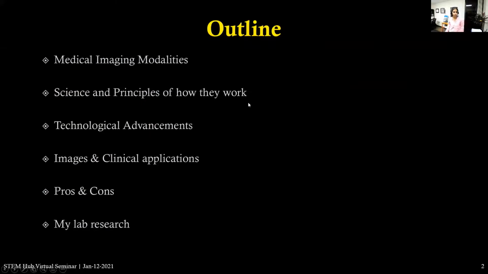So today I'm going to cover different medical imaging modalities, how they work, what the science and principles behind how they work are, and what the technological advancements are for each of these imaging techniques. I'll also show you some images and clinical applications for each of these modalities, and I'll discuss some pros and cons of each. And finally, I'll show what we do in our lab.